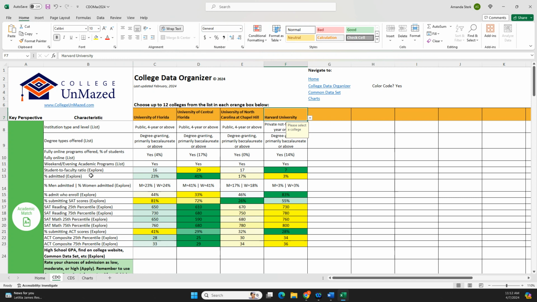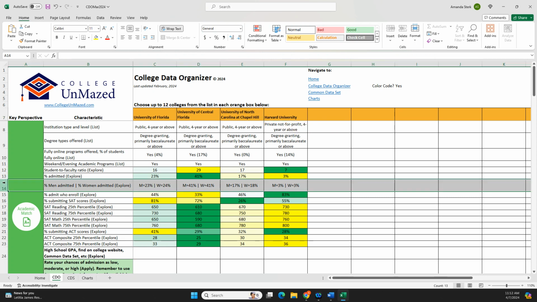So a few data points I want to point out, because we don't find them anywhere else, and we do think it's really important for students to understand. We like the percent of men admitted and women, especially for those STEM schools or schools that are really trying to recruit one or the other, is always important. Other things that I like to see is percent submitting SAT and ACT scores.